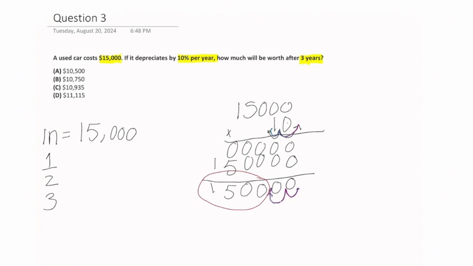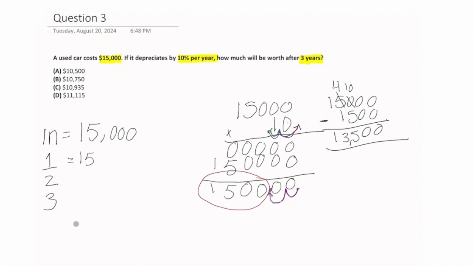Next, we're going to have to subtract this from our initial cost, which was $15,000. That's how we figure out how much the car will be worth after 1 year with a 10% depreciation. So the year 1 amount will be $13,500. That's how much the car will be worth after 1 year with a 10% depreciation.